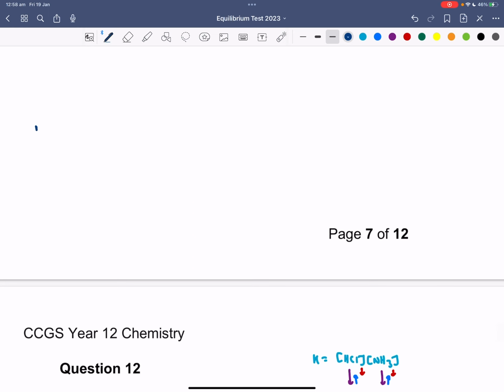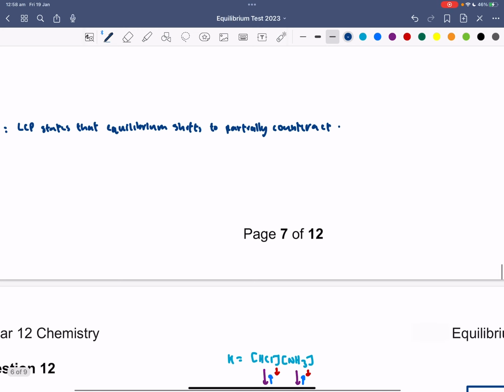So what most students do, but then it is also incorrect, they will write this. They will say that LCP states that equilibrium shifts to partially counteract the imposed change. The equilibrium shifts to partially counteract the imposed change. That is not the correct definition. Yes, most of the time it partially counteracts the imposed change, but not every time.